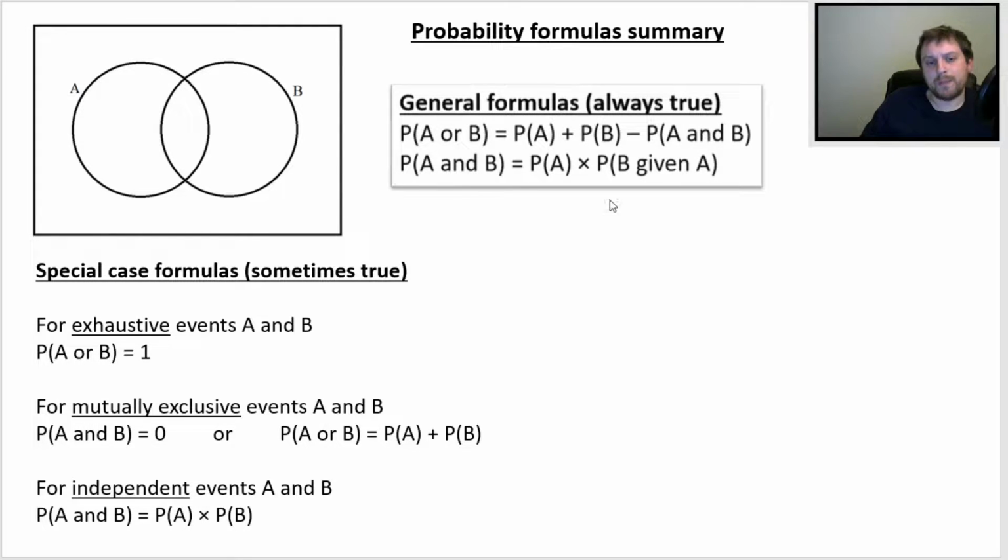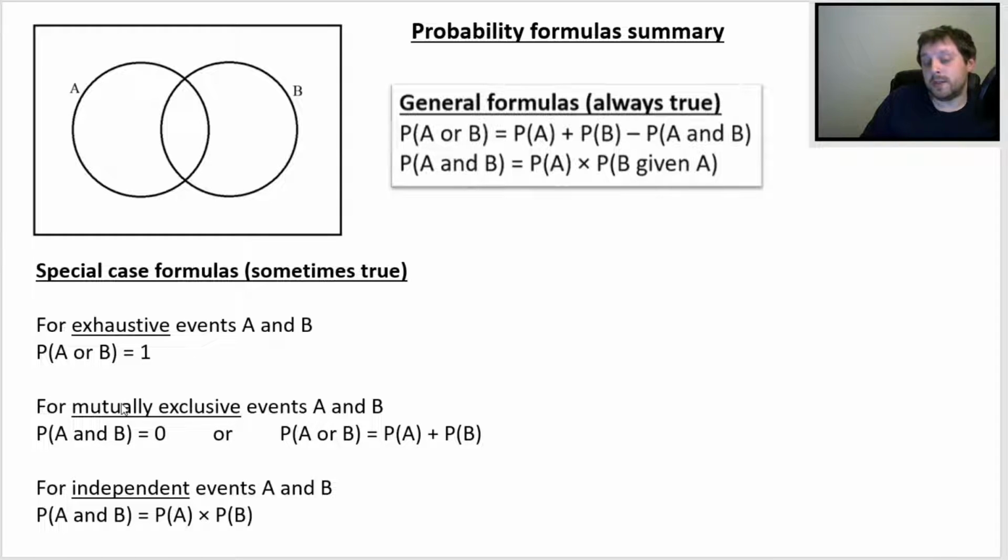These are always true. And then I've got how these formulas change depending on some special case scenarios. These are only sometimes true. It would depend. So if A and B are exhaustive, then this P(A or B) formula is far easier. It's so easy because it's just P(A or B) equals 1. It's one of the easiest formulas you'll ever learn. But you need to remember it. You need to remember what it means. You need to remember that it goes with the word exhaustive.